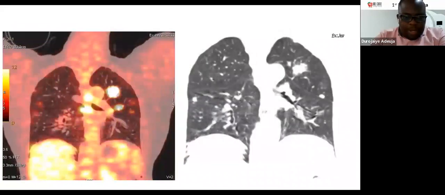So these are the coronal images of the same patient, showing those lung nodes. This is a fused image to our left, and these are just lung window CT images. We can appreciate the nodule, this peripheral one in the right lower lobe. We can also see these, which are being demonstrated as areas of hypermetabolic changes, even in the region of the mediastinum.